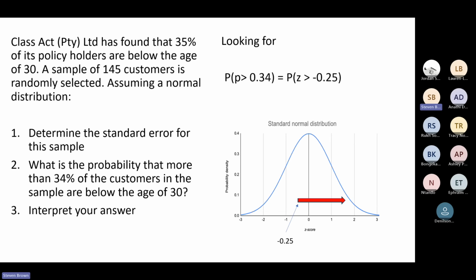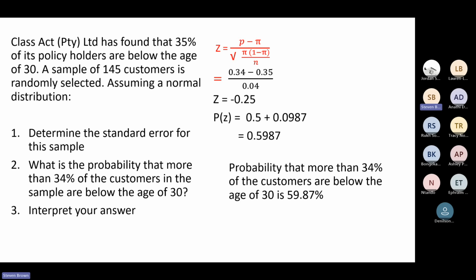If they ask you something all the way from a point to the end, of course it's infinite, eh? Because this thing, although it looks like it here, does not touch your x-axis. It continues to positive and negative infinity, but for us, that gets so small it doesn't really matter. This part here is 0.5, that part there is 0.5. So if you have the probability from here to there, which is your 9%, add on the 50 and you get your final answer. It's quite important because we're going to look at that a little bit later in hypothesis testing. So the probability that more than 34% of the customers are below the age of 30 is therefore 59.87%.